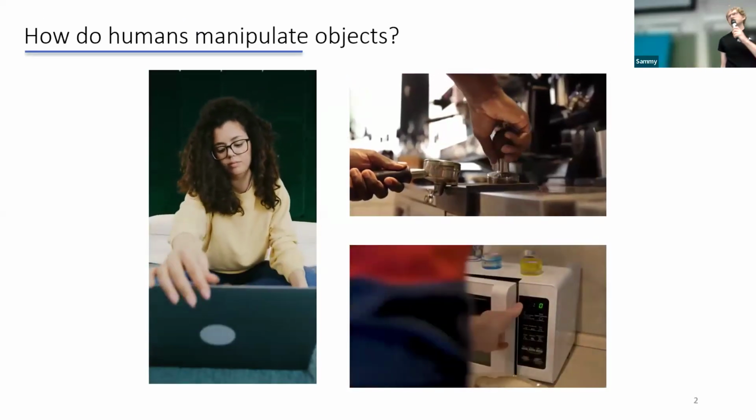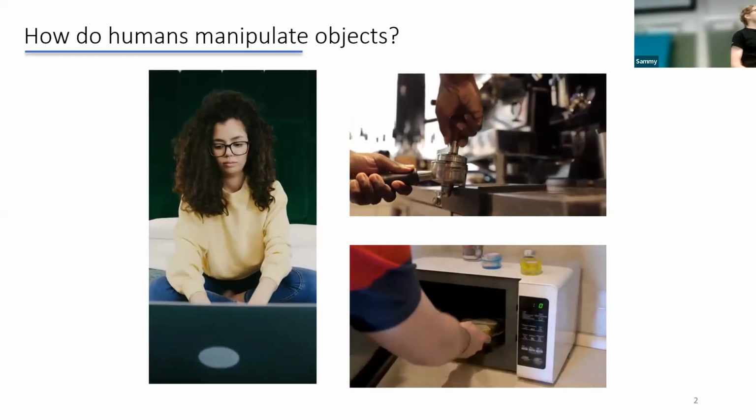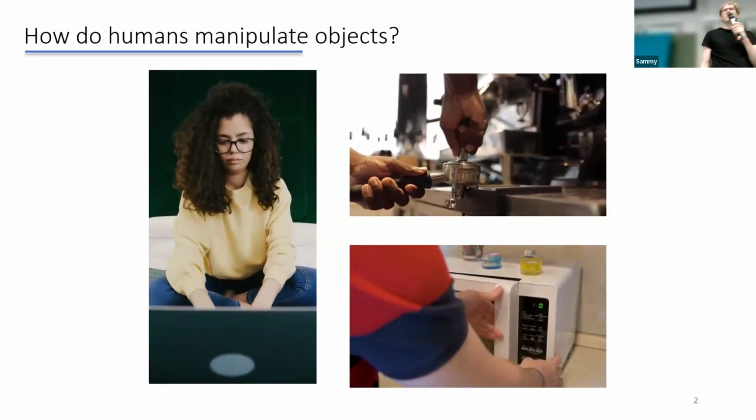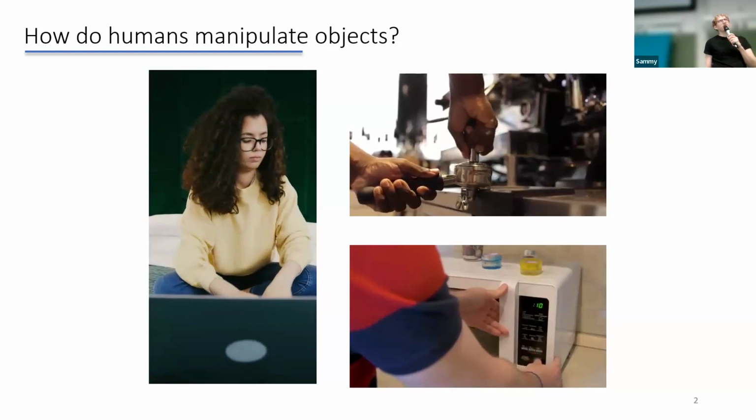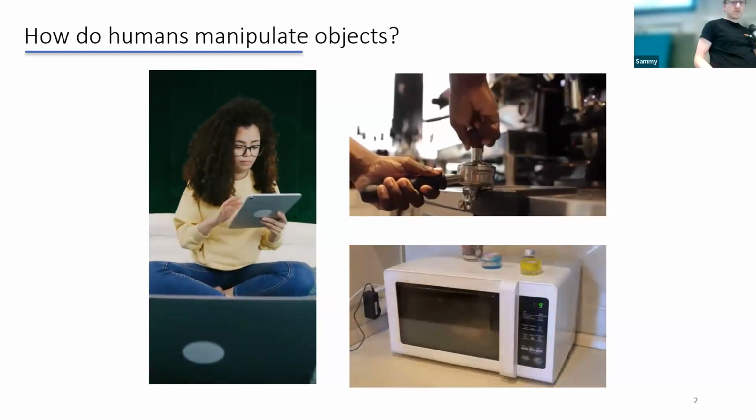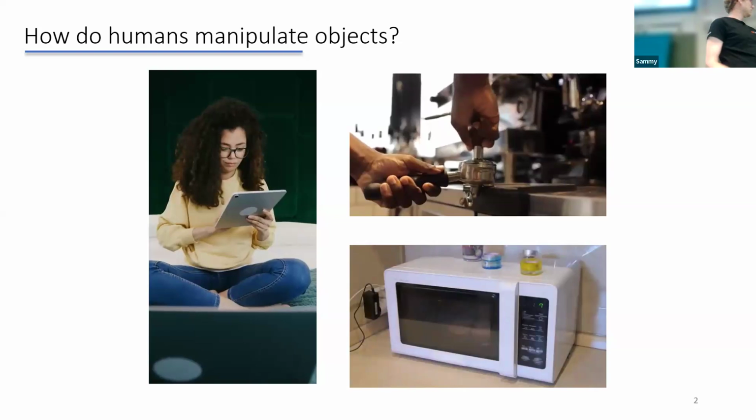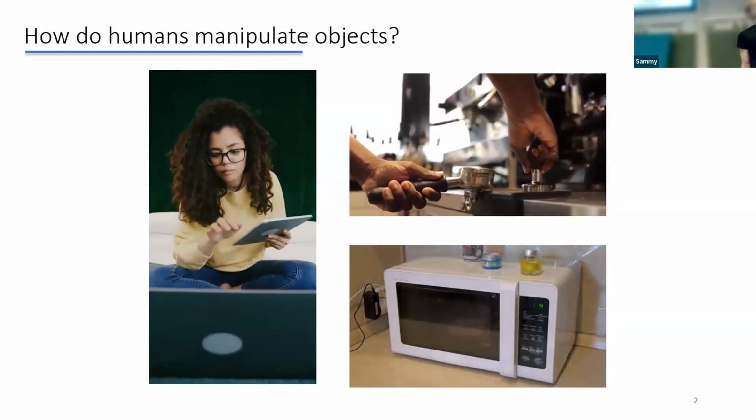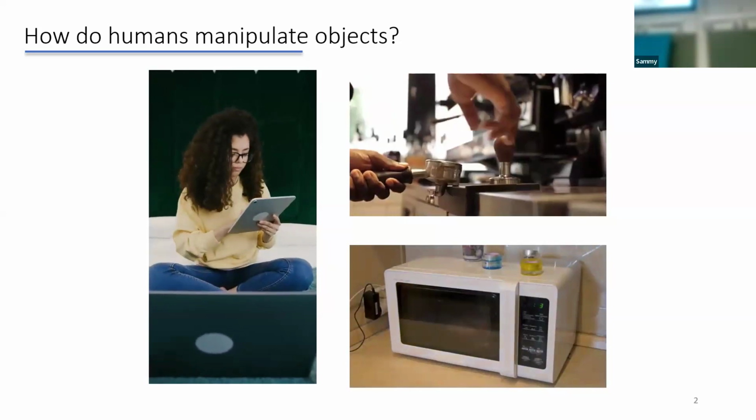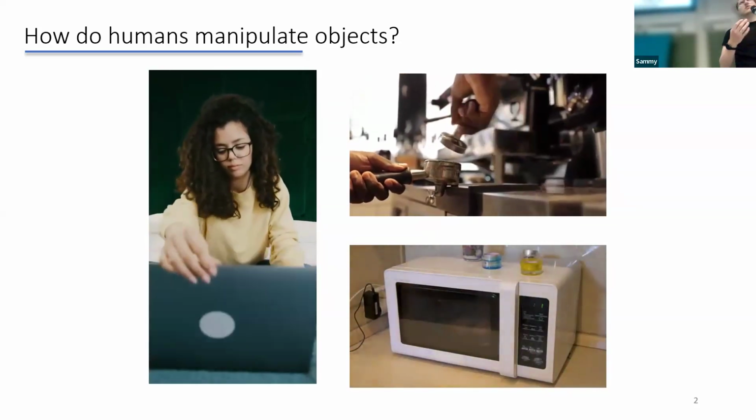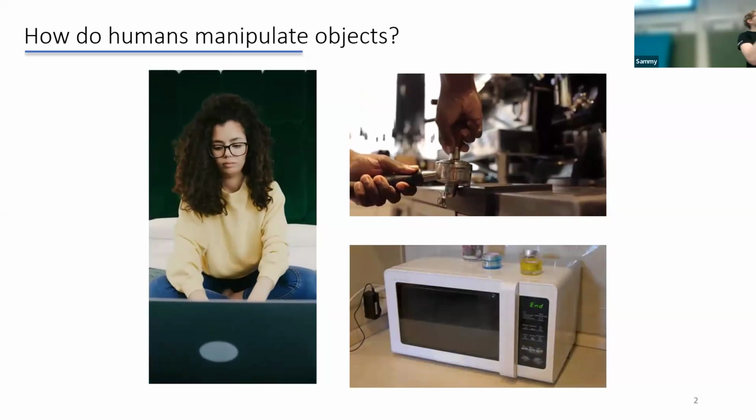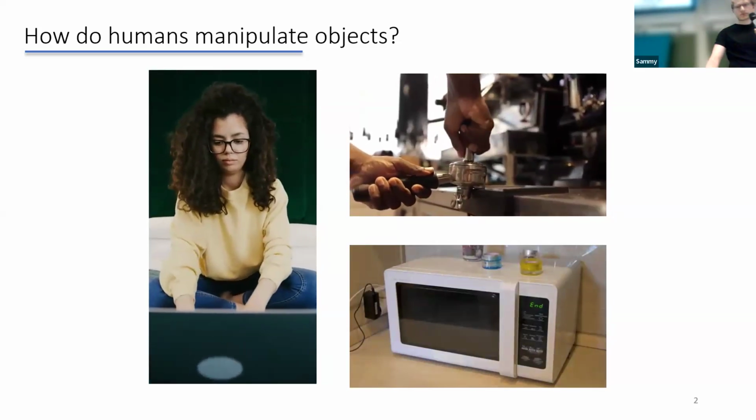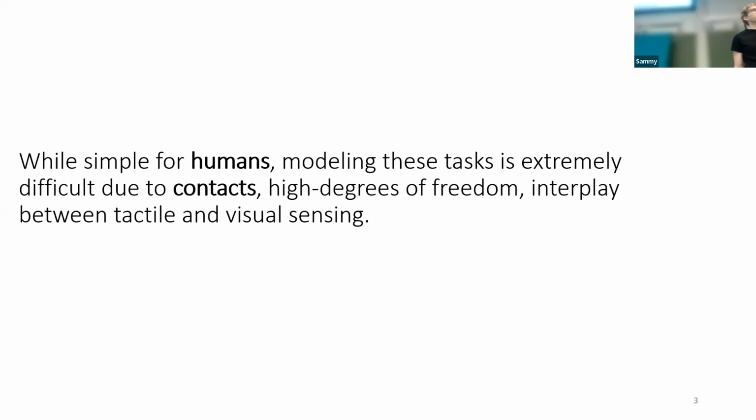For us humans, manipulating objects is super easy. We learn to do so from a young age without much effort. Even if we encounter new objects, it's fairly easy for us to adapt to unseen geometries and manipulate objects we have never seen before. This is very simple for humans.